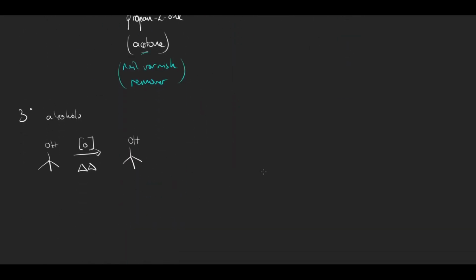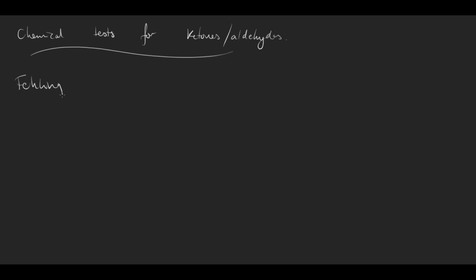And then the final thing we need to talk about are chemical tests. So chemical tests for ketones, aldehydes, and there are 2 you need to know. One is called Fehling's reagent, similar to Benedict's. Or you can have Tollens' reagent. And Fehling and Tollens are just people's names, they came up with these reagents, so they've had them named after them. Isn't that nice?